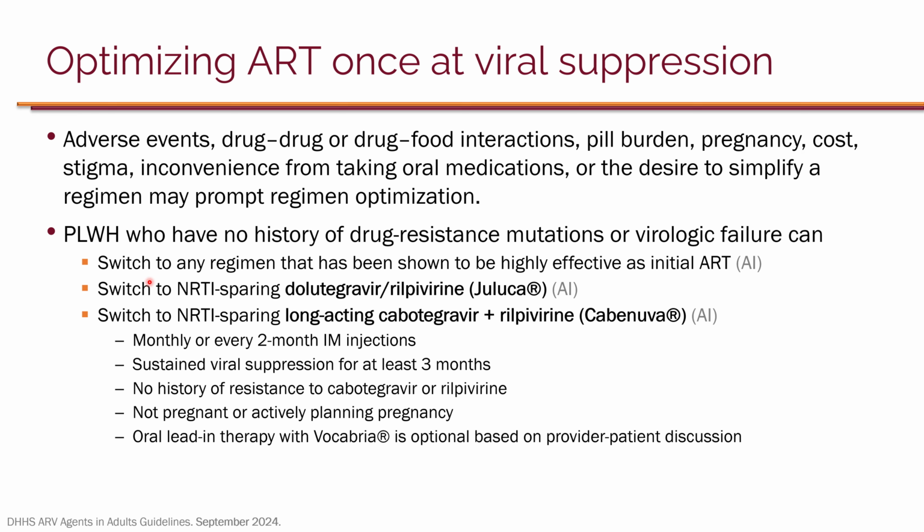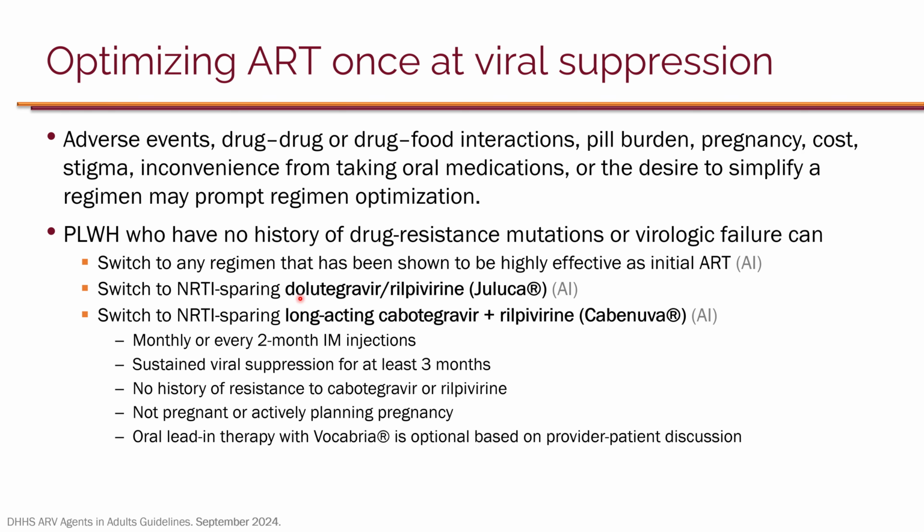So in general, there are 3 things we can do to optimize. One is that once somebody's viral suppression is achieved, you can pretty much switch to any other first-line regimen, because they've been shown to be highly effective. But also, there are a couple of agents that I'd like to touch base on.